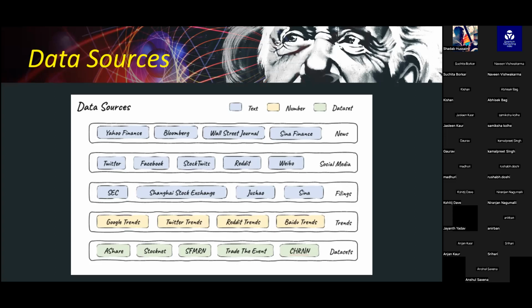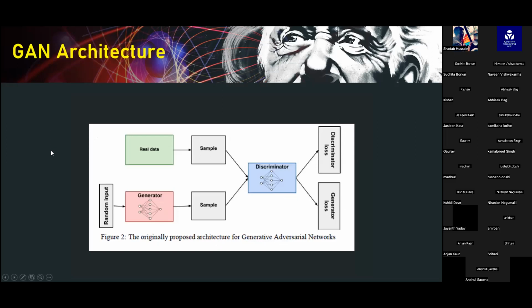All right. The next architecture that we are looking at right now is the basic GAN architecture. So how does it work? You have to use your imagination a little bit. We are giving in random input. We have now given the news headlines as an input to this particular GAN model.